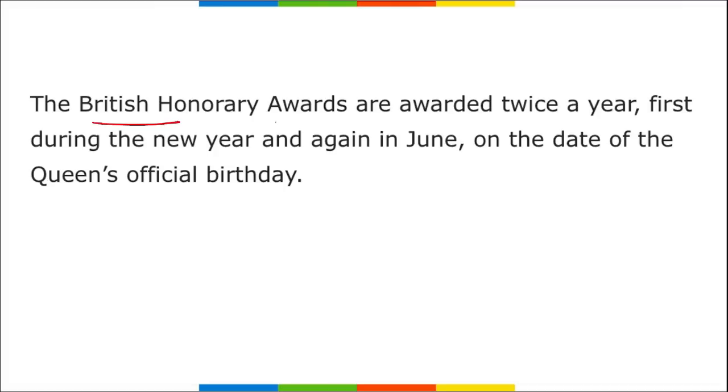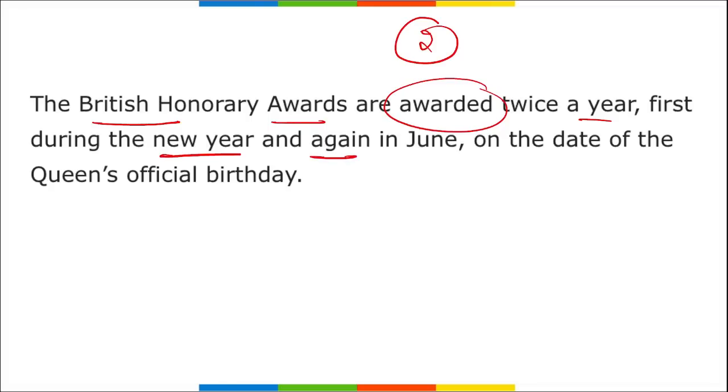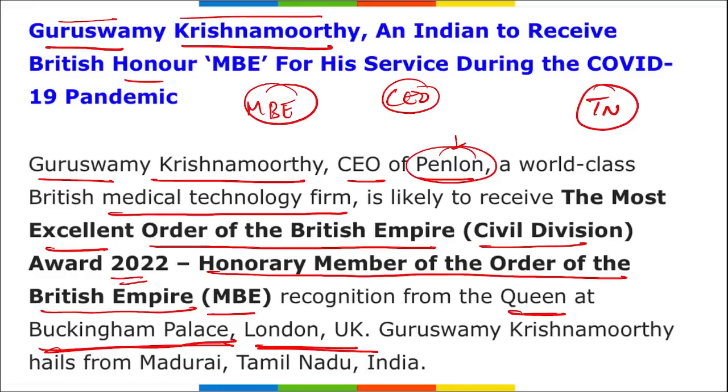The British Honorary Awards are awarded twice a year: first during the New Year and again in June, on the date of the Queen's official birthday. This time, the honorary Member of the Order of the British Empire award was given to Guru Swami Krishnamurti, an Indian and CEO of Penlon, who belongs to Tamil Nadu.